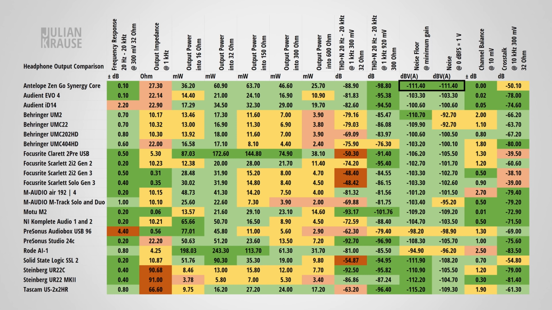The channel balance is also excellent, because the outputs are digitally controlled. So even if you listen at very low volumes, the left and right side of your headphones will always play equally loud. The crosstalk should be as low as possible to not leak any audio from one channel into the other. This is important to get a good stereo separation, and here the ZEN GO delivers an average performance with about minus 50 dB, which, to be honest, is still fine. So, with the exception of the relatively high output impedance, the headphone output of the ZEN GO performs very nicely.